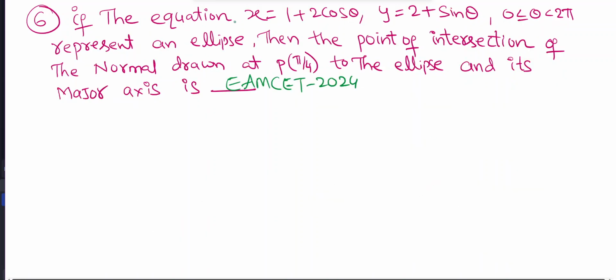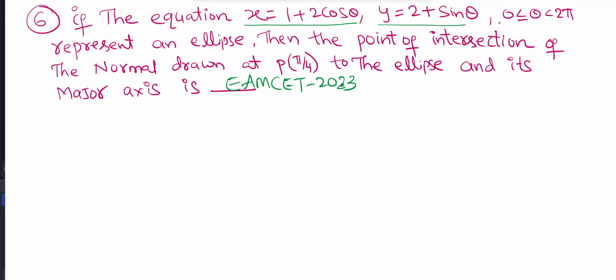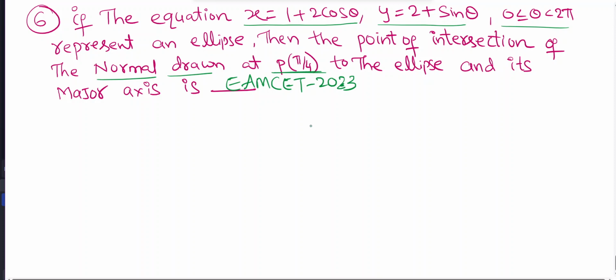This is the sixth question from ellipse. This is an EAPCET 2023 question. Here the equation x = 1 + 2cosθ and y = 2 + sinθ, 0 ≤ θ < 2π, represents an ellipse. Then the point of intersection of the normal drawn at P(π/4) to the ellipse and its major axis is asked. So here x = 1 + 2cosθ and y = 2 + sinθ.